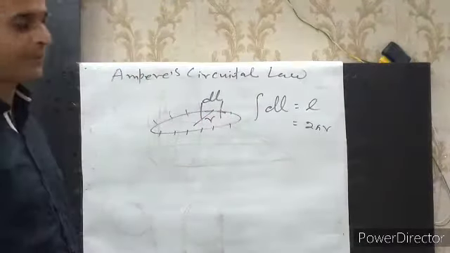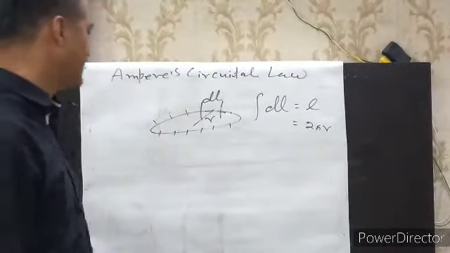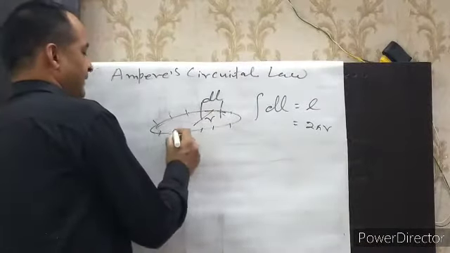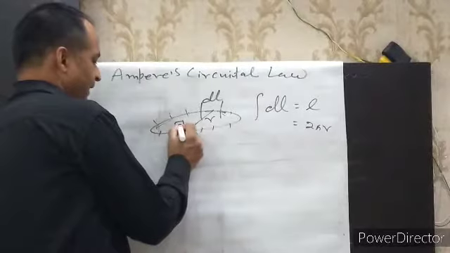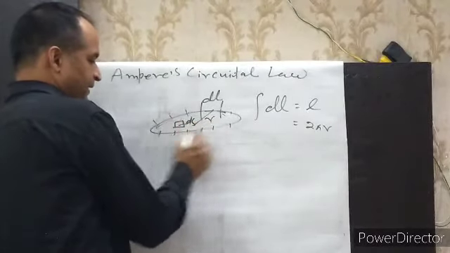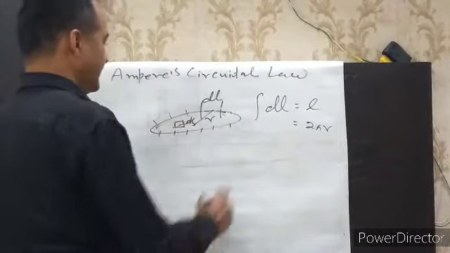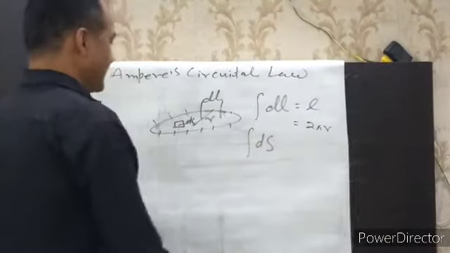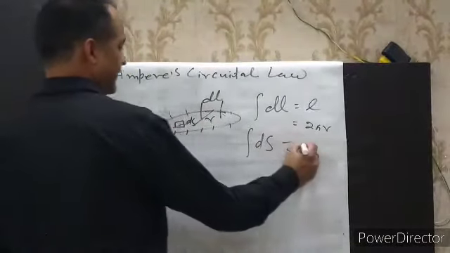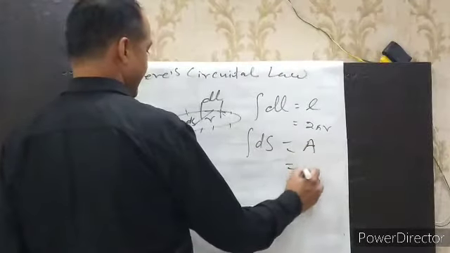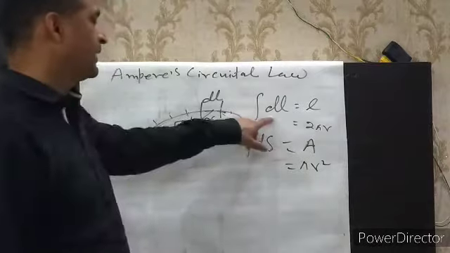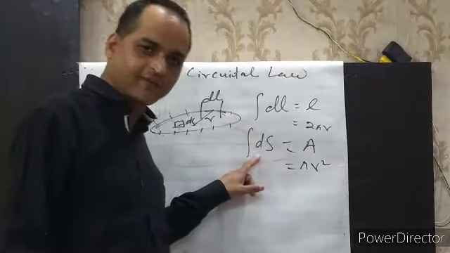Clear? Now suppose we are doing surface integration. This is the surface bounded by this circumference, and if we take one element ds of the surface, a small area, then the integration of ds is surface integration. We will get this area, which is the area of the circle, pi r square. This is called line integration, and this is called surface integration.